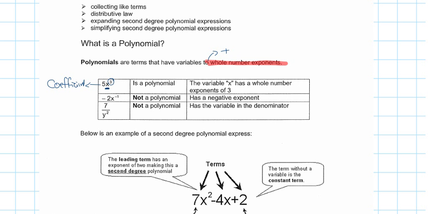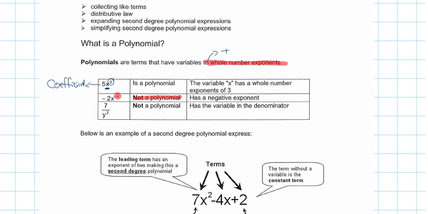Now, let's look at the second term that I have here, which is negative 2x to the power of negative 1. Is this a polynomial? No, because negative 1 is not a positive number, right? So if you look at this one right here, the exponent is a negative exponent. The minute the exponent is negative, it's not a polynomial. Okay? For it to be a polynomial, it has to be a positive whole number exponent. Do you guys understand that?